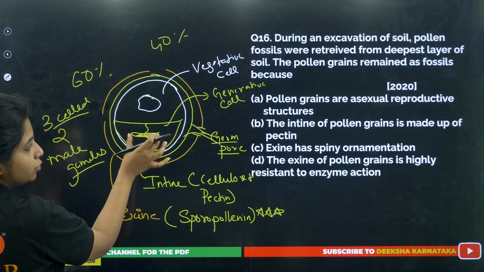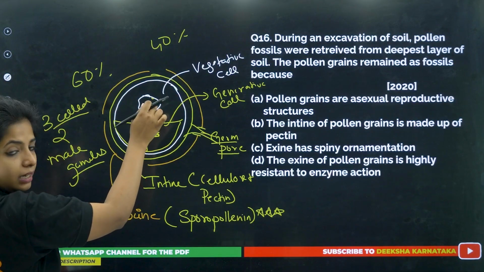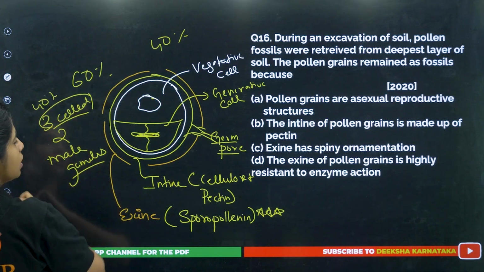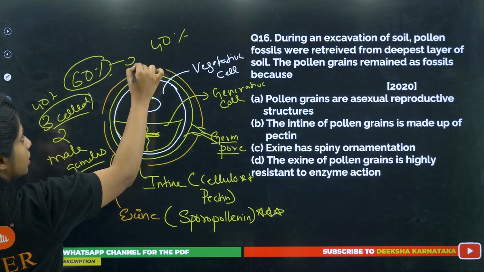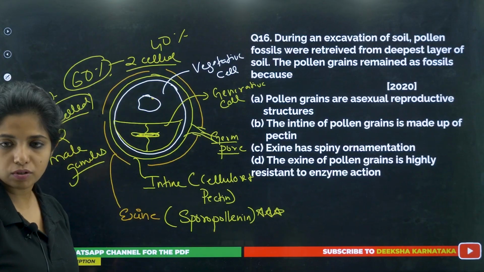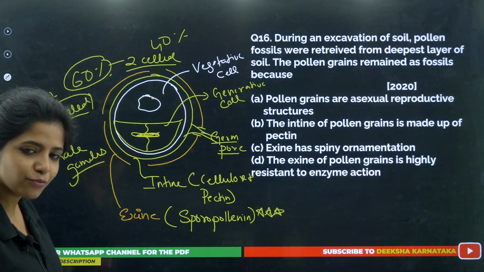If it divides into two, then this is 2 cells and this is 1 cell, right? So the 1, 2, 3 cell condition will be there for 40% of the angiosperms. The rest 60% are released in the 2-celled condition only. Later on they will divide to form male gametes. Please understand that, the question will be coming.